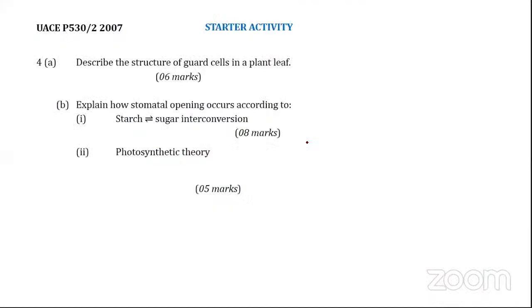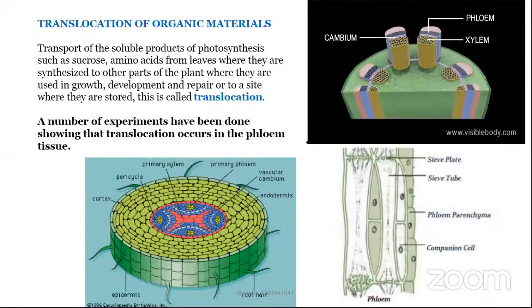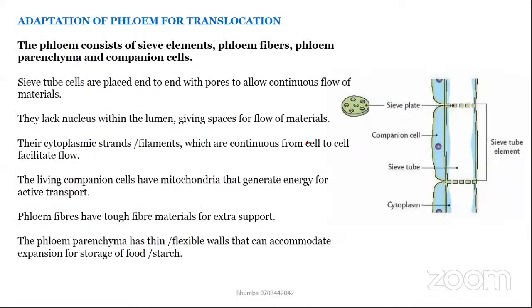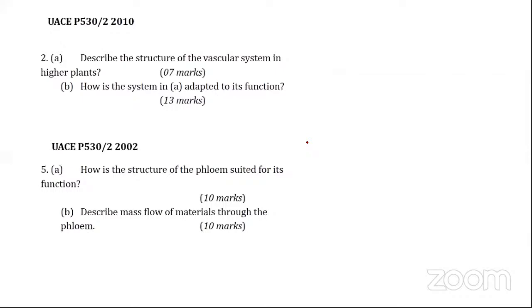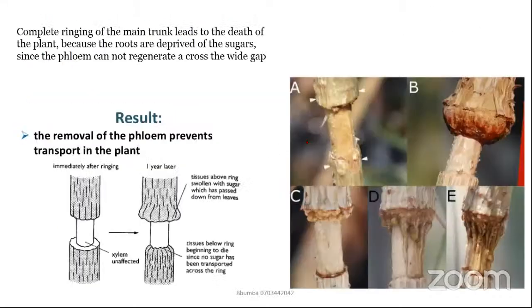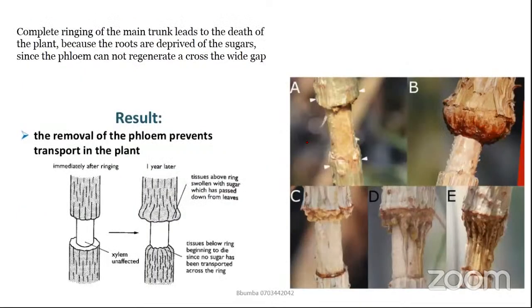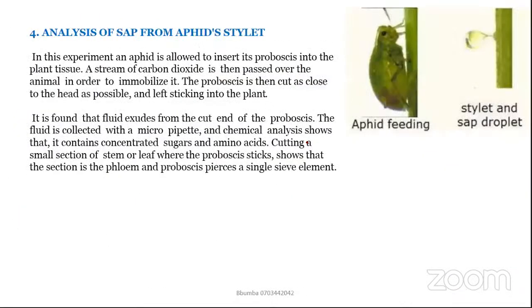Last week, if you still remember, we looked at how materials are translocated. We looked at the structure of the phloem, and then how the phloem is adapted to its function. I even showed you some questions that have been examined before, as far as paper 2 is concerned, in UNEB, one in 2002, another in 2010. Then we looked at several experiments which were conducted to prove that translocation occurs in the phloem, and we went through that graph.